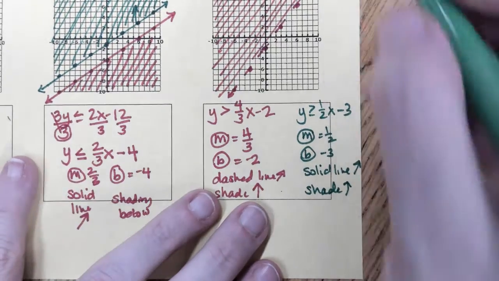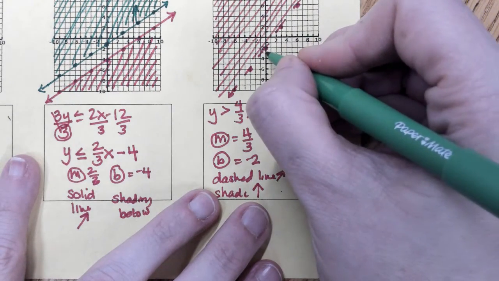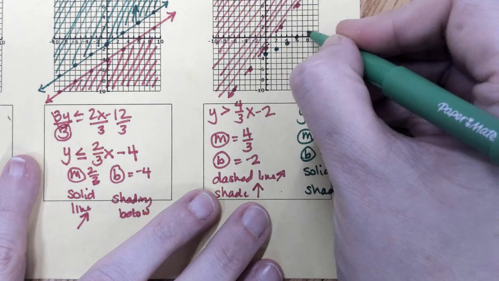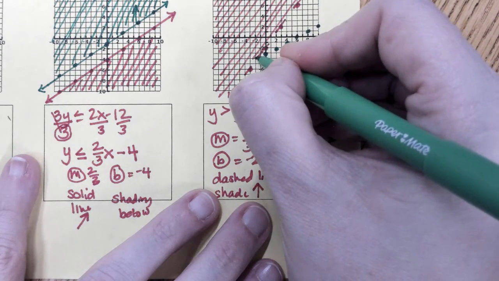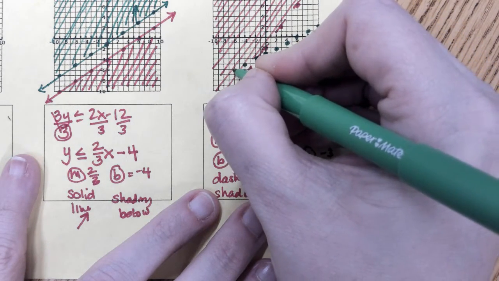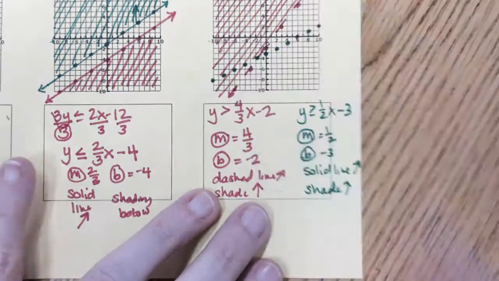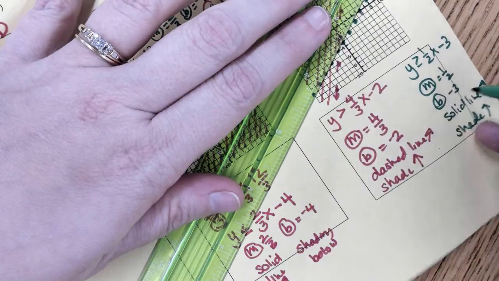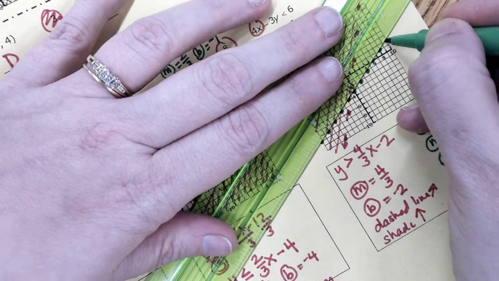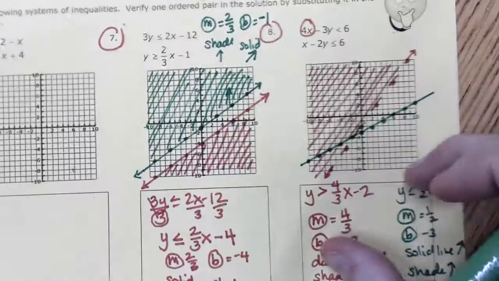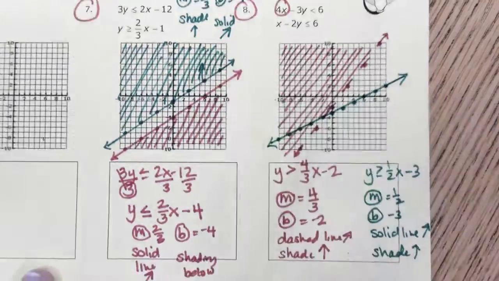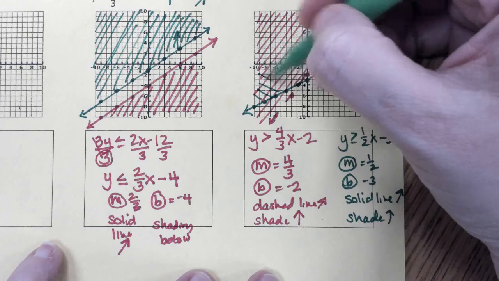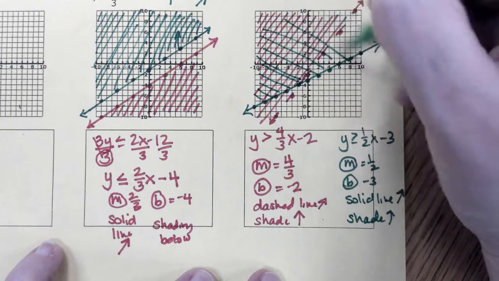Okay? So let's plot this guy too. So I'm going to start at -3. I'm going to rise 1, run 2. And then I'm going to continue back the other direction. Okay, let me connect my points. Since it's solid, because it's or equal to, I'm going to connect my points. Okay. Now, I'm going to shade above. Now, since I've already got one direction, I'm going to have my little lines go in the other direction.